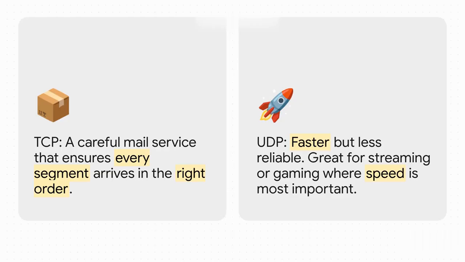And here at layer 4, our message has 2 ways it can travel. On one hand, you've got TCP. Think of TCP as the careful, meticulous courier. It checks and double-checks that every single segment arrives, and in the correct order. This is absolutely essential for things like emails or web pages. Then you've got UDP. UDP is the speed demon.